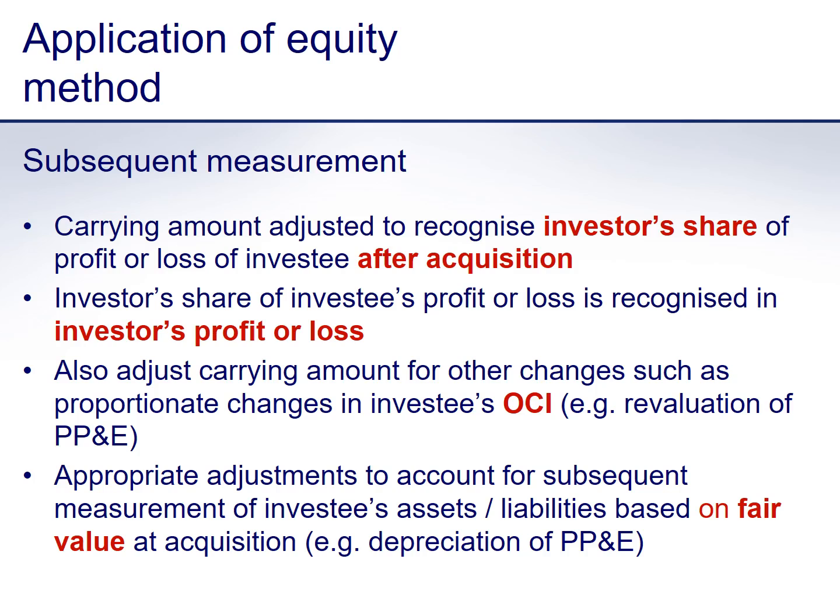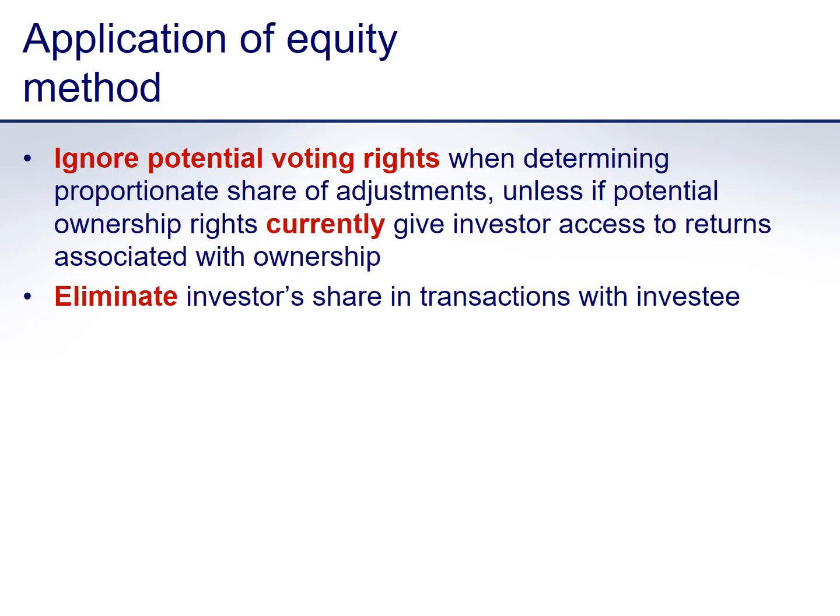However, it's important to note that the standard says you must make adjustments to account for your subsequent measurement of the investee's assets or liabilities based on their fair values at acquisition. So you can't simply take the investee's financial statements using its assets and liabilities based on historical costs if there's a difference between the fair values as at the acquisition date where the significant influence or joint control was established in comparison to the historical cost recognized in the investee's financial statements.